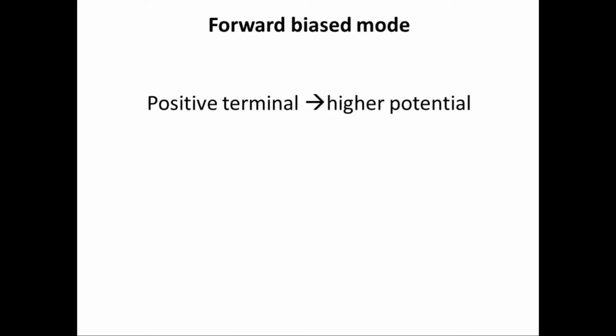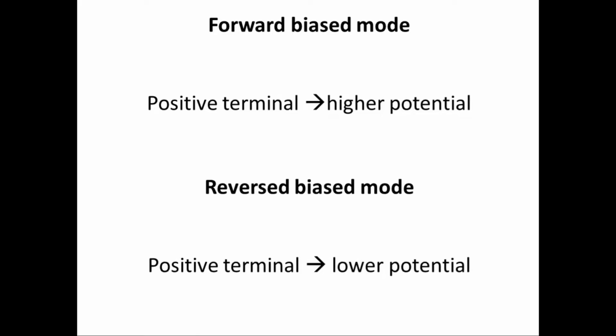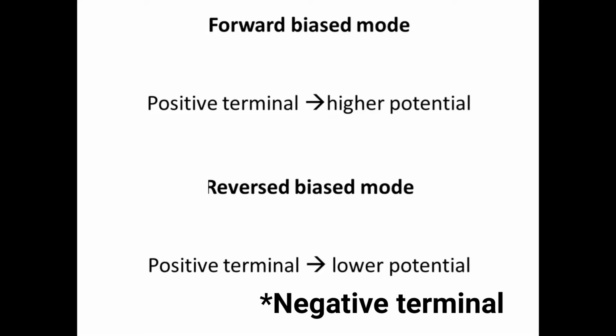So let us start. Before looking into the operation of a PN junction diode, we should know that a PN junction diode can be operated in two different modes. One is forward biased mode, in which the positive terminal of the PN junction diode is connected to a higher potential as compared to the potential of the negative terminal of the PN junction diode. Another mode is reverse bias mode, in which the positive terminal of the diode is connected to a lower potential as compared to the negative terminal of the diode.